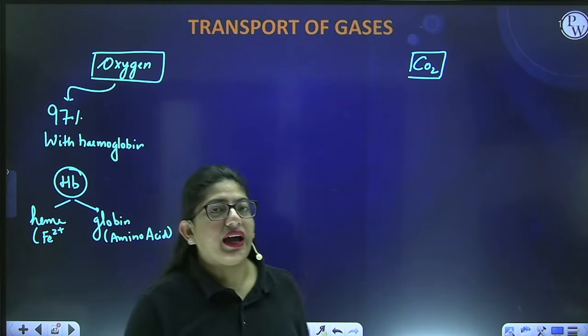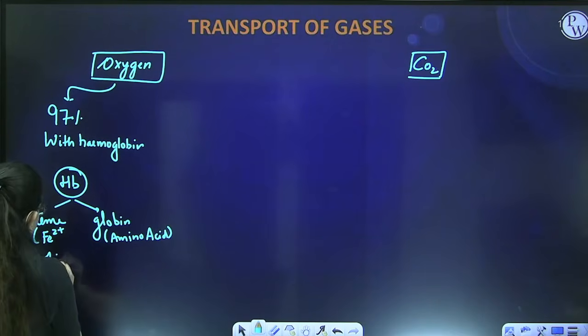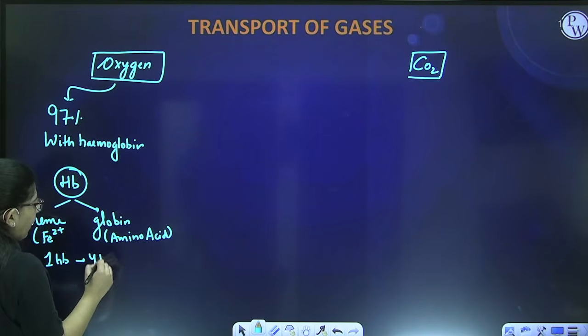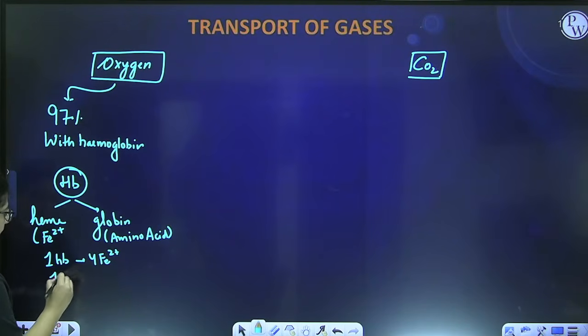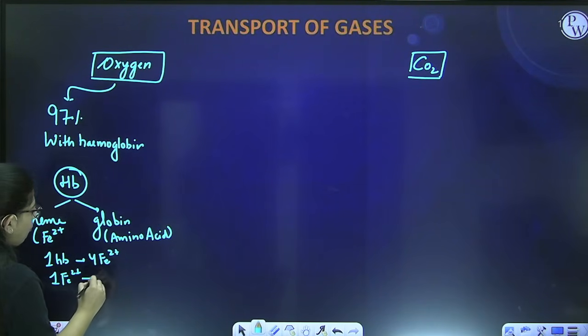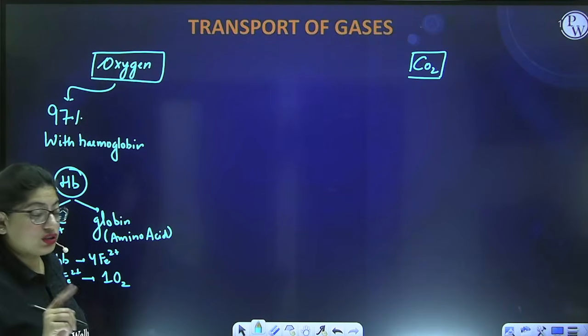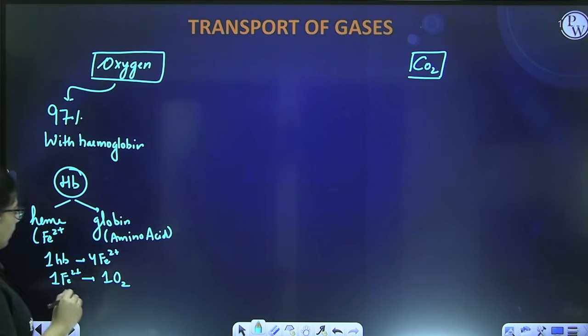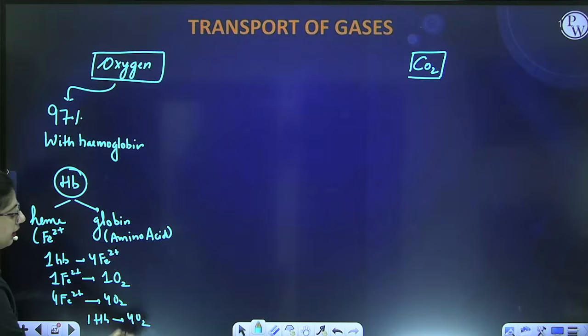So we say that one hemoglobin contains 4 iron. And one iron binds to one molecule of oxygen. That means O2. I'm not talking about nascent oxygen. O2, right? So here 4 iron can bind to 4 oxygen. So we say in one hemoglobin, 4 oxygen can easily get transported.